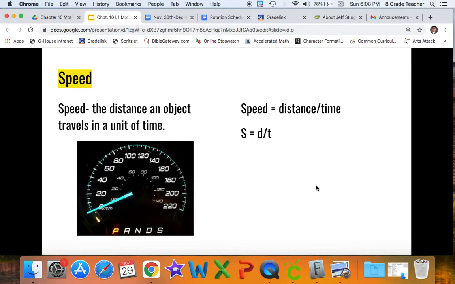Speed can be calculated from the equation: speed equals distance divided by time. And speed is always a measure, it's considered a rate because it is a comparison of two different units. So here you've got distance in meters in the numerator and time, usually in seconds, in the denominator. So when you divide that down, you're going to get a unit of speed in terms of meters per second.